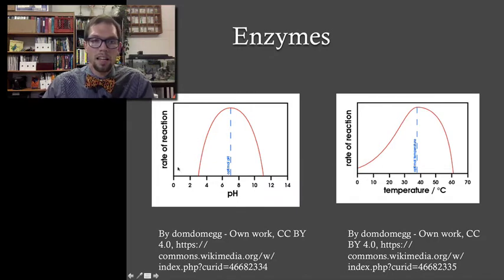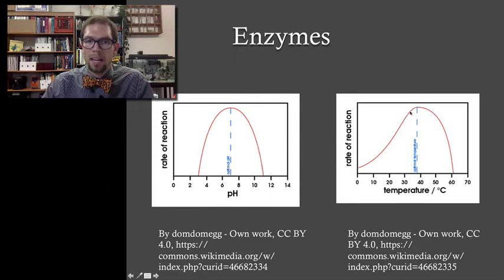So notice the graphs here. You can see that as you go to a certain pH, the rate of the reaction goes up until you have what is known as the optimal pH, and then it's going to start going down again. This is the pH at which the protein is properly folded to carry out its enzymatic function.